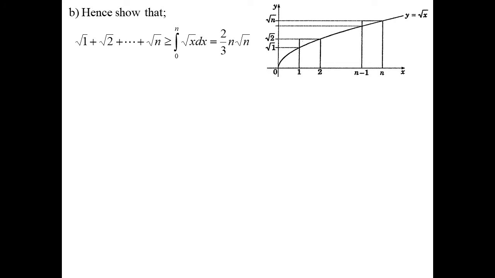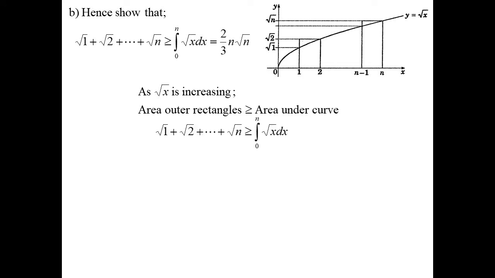All right. So the first part is why they then said, show that it's always increasing. For this one, the key is it's always increasing. So the area of those outer rectangles will always be greater than or equal to the area under the curve. Thus, we know the first part of that inequality is true.